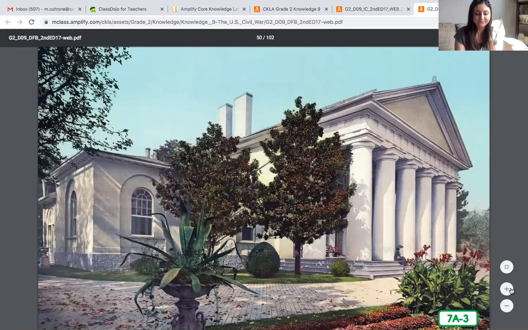All right. Here we have the Lee family home where Robert E. Lee must have lived. General Lee's full name was Robert E. Lee. General Lee was born in 1807. He was the son of a hero from the Revolutionary War who had fought bravely alongside George Washington to make America free from Great Britain.